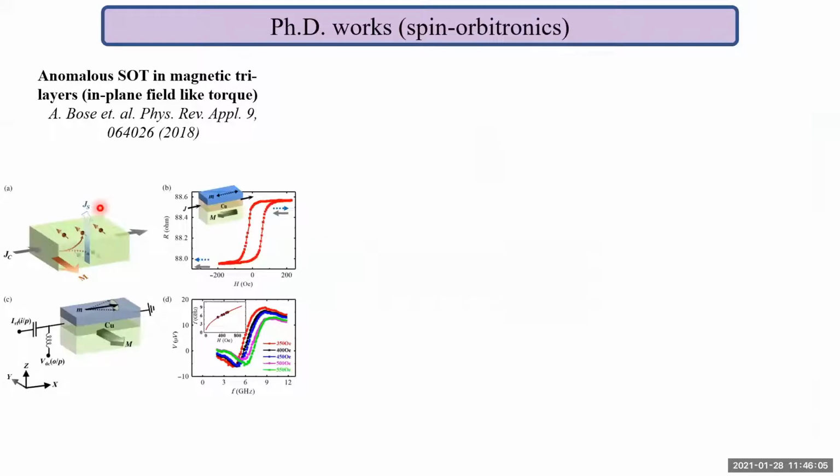Also, we reported the anomalous spin orbit torque generated in magnetic trilayers. This is also very similar to ruthenium oxide. In ruthenium oxide, we are claiming out-of-plane anti-damping torque, but in this work, we claimed that an out-of-plane effective field can exist. So this also comes under the unconventional spin orbit torques.